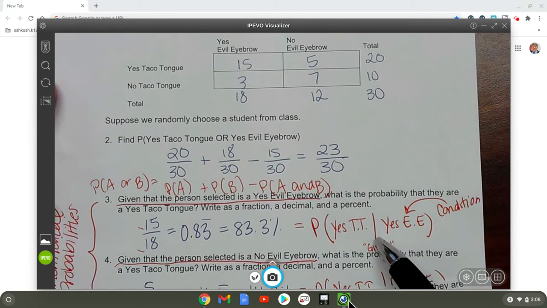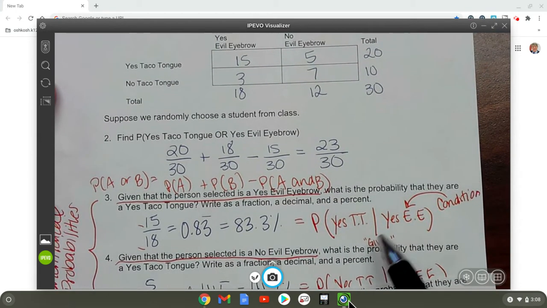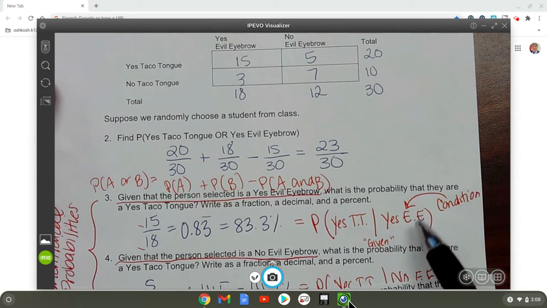This symbol means given. So this means the probability of yes for taco tongue given that it was a yes for evil eyebrow. And that's your condition.